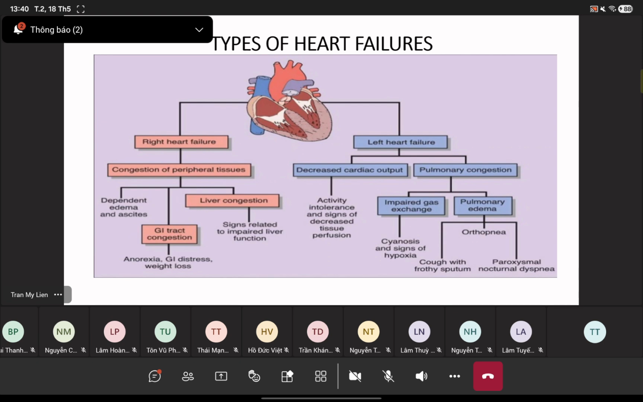In session 3, we will discuss more about the types of heart failure, with right heart failure and left heart failure, accompanied by varieties of symptoms.